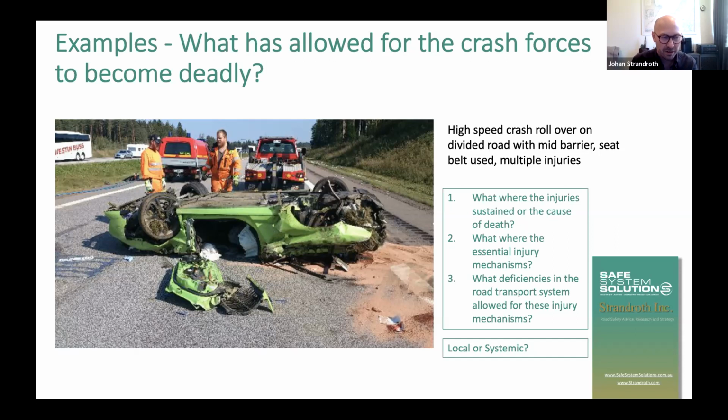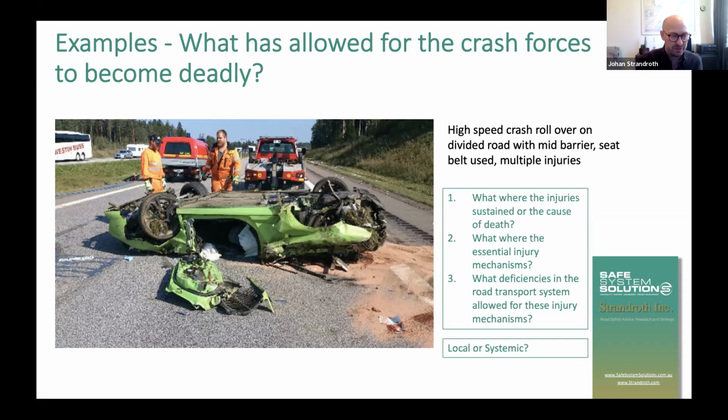So they got multiple severe injuries, crushing injuries. So you want to understand, okay, what were the injury mechanisms, what was the cause of death, and what deficiencies in the system would actually prevent that from happening? Is it local or systemic? It's a bit of a sneaky first example. I mean, the first two are quite simple.